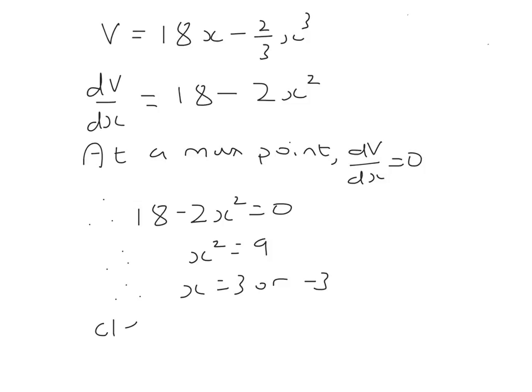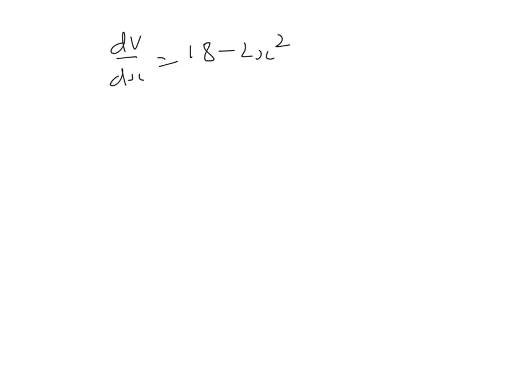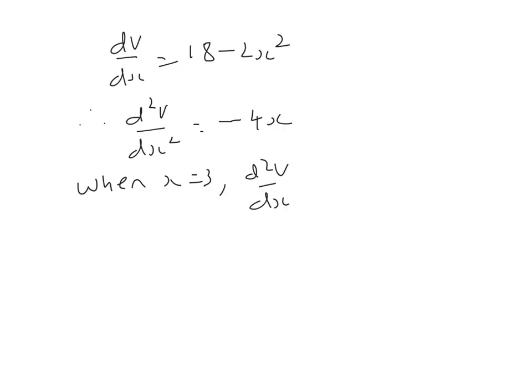Now clearly x cannot be minus 3. x has to be positive, it's a length. Therefore x equals 3. Now you don't know whether that's going to give a maximum or a minimum value, so let's differentiate again. So that's minus 4x. So when x equals 3, d2V by dx squared is minus 12. That's negative, and that means x equals 3 gives a maximum.